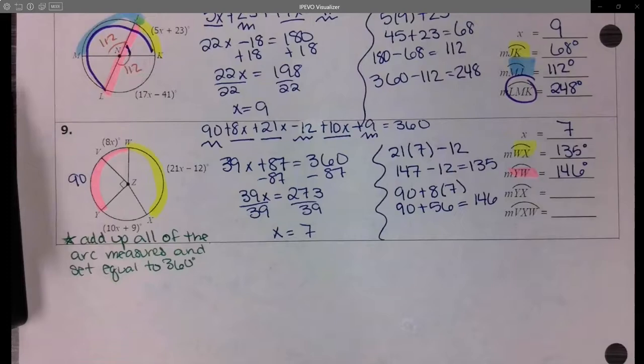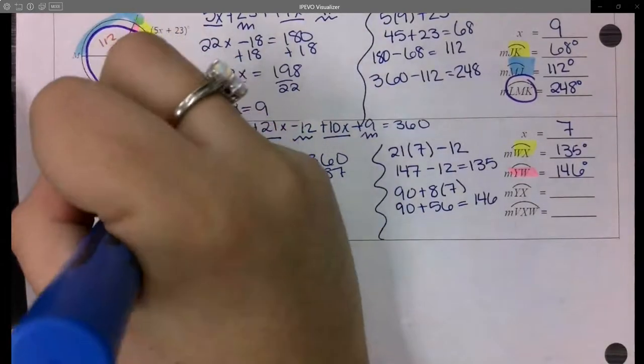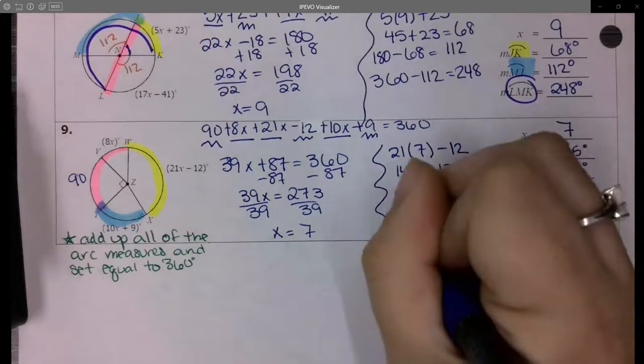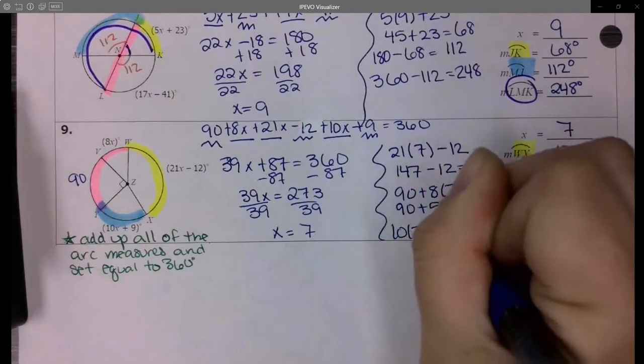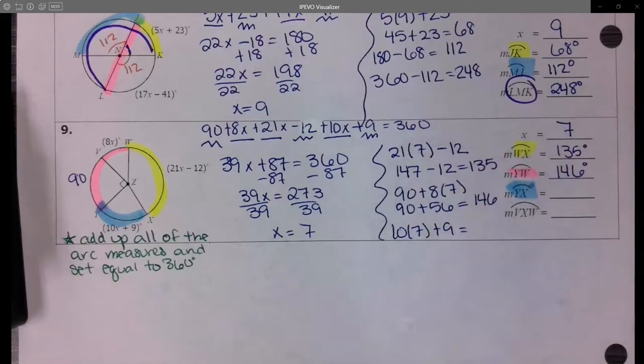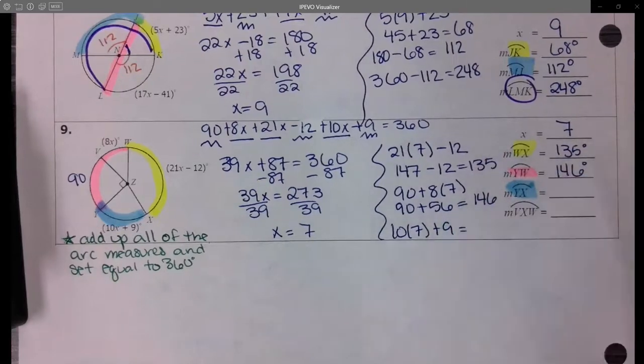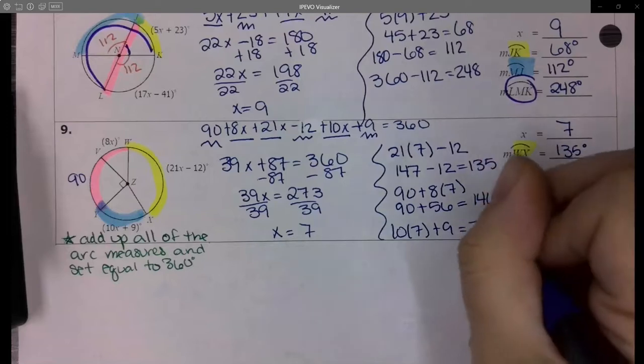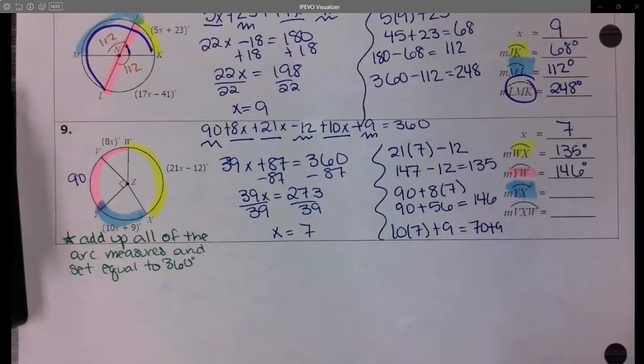Okay. Then I want to find YX. So how can I find YX? Yep, 10 times 7 plus 9. Ten times 7 is 70, and 70 plus 9 is 79.